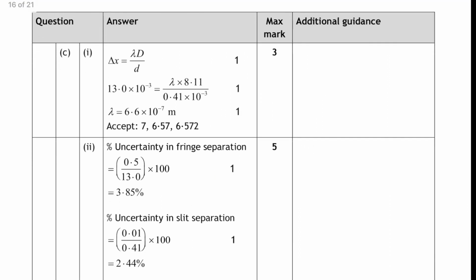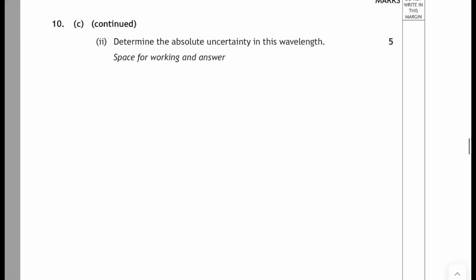There's the marking instructions. A standard 3-mark question for relationship, substitution and final answer. And you're allowed the usual tolerance with your sig figs as well. Okay, moving on, 10 part C part 2, we've to determine the absolute uncertainty in the wavelength.